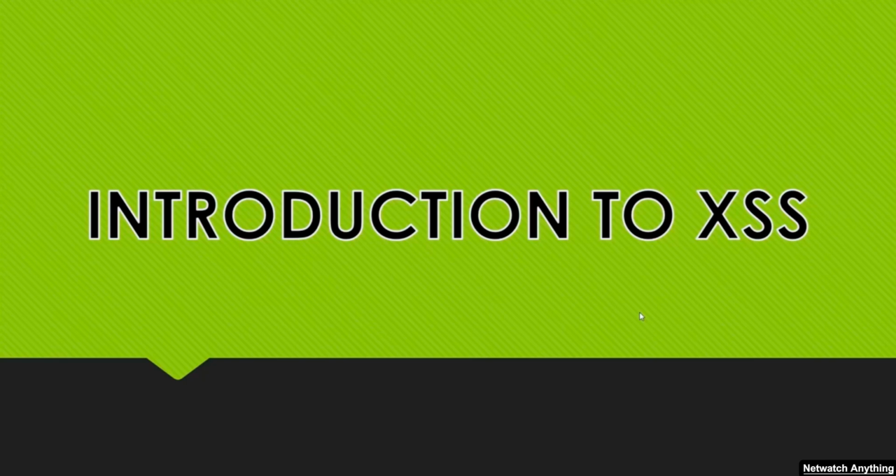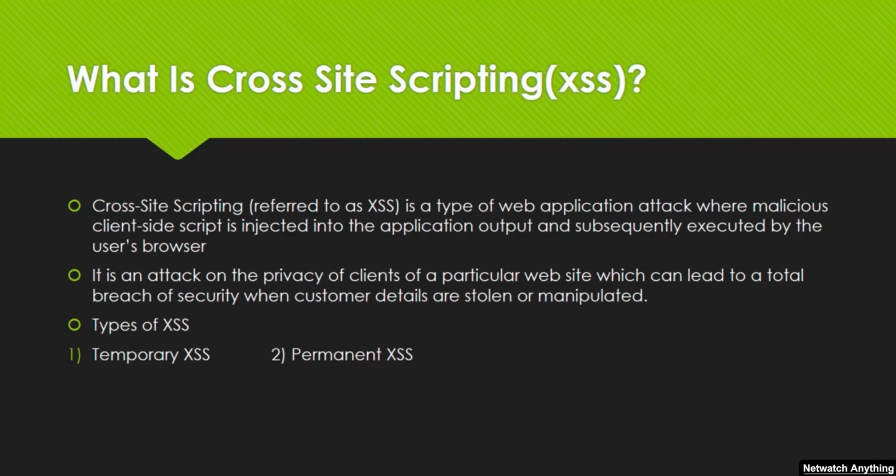In this tutorial, we will be starting off with a new module, and that is Introduction to XSS, which is cross-site scripting. What is cross-site scripting or XSS? Cross-site scripting is a type of web application attack where malicious client-side script is injected into the application output and subsequently executed by the user's browser. It is an attack on the privacy of clients of a particular website, which can lead to a total breach of security when customer details are stolen or manipulated.